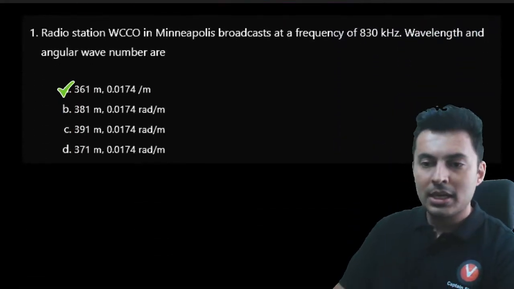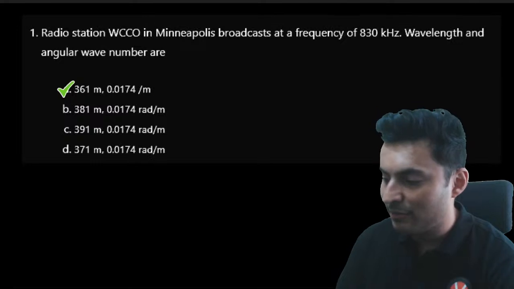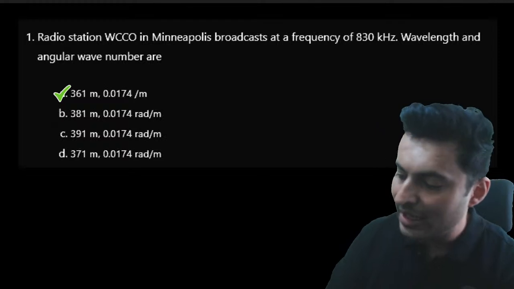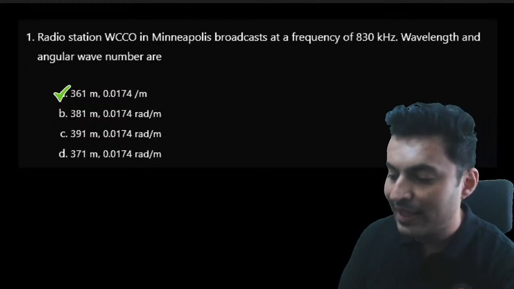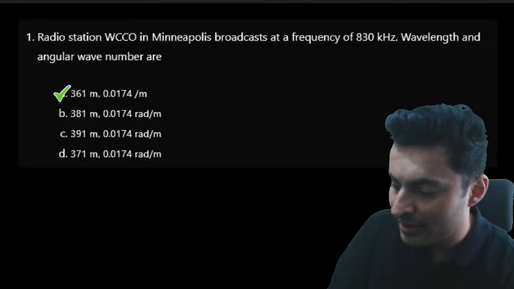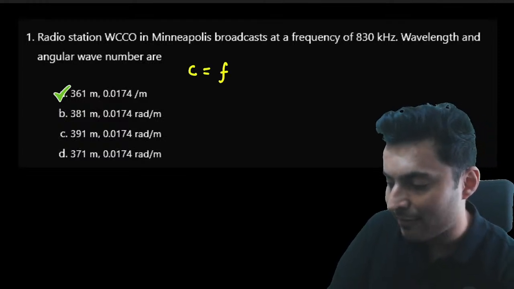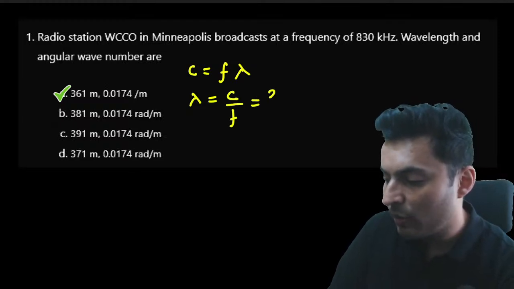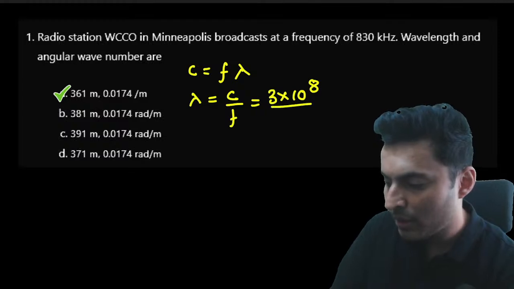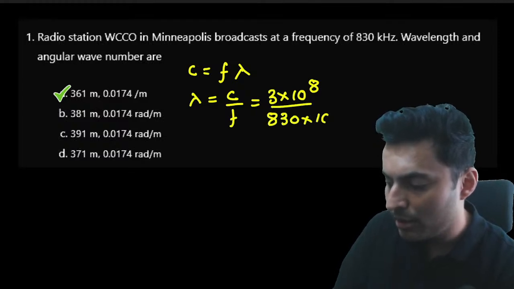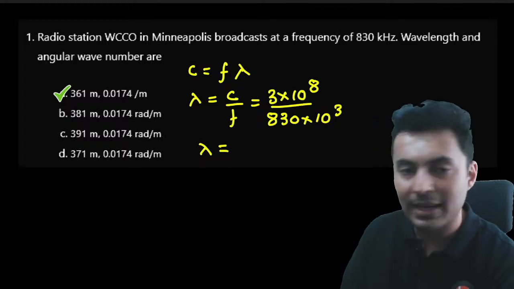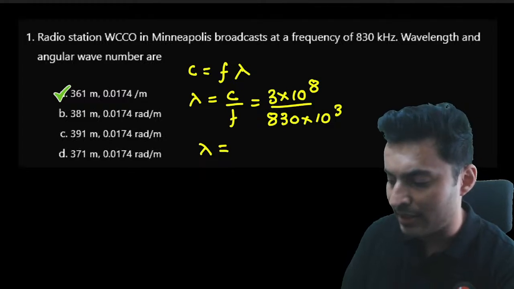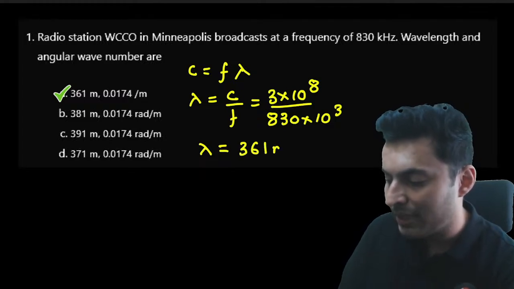The radio station in Minneapolis broadcasts some frequency; the wavelength and the angular wave number are asked. So EM waves, guys, frequency is given. What you do is use the formula c is f lambda. So lambda will be speed of light by frequency. Speed of light is 3 into 10 to the power 8. Frequency is 830 into 10 to the power 3. From this, you will get the value of lambda. Once you get the value of lambda, wavelength is done. You will get this as probably 361 meters.